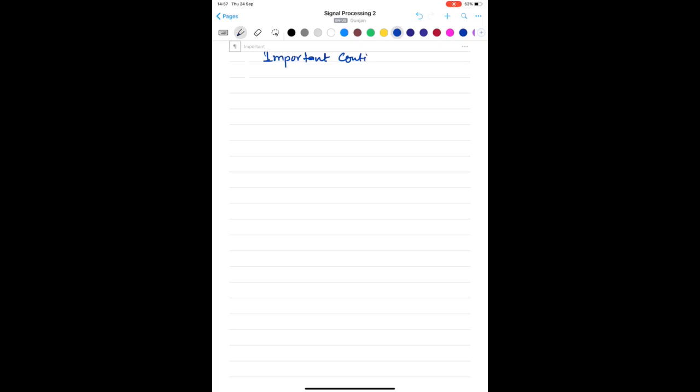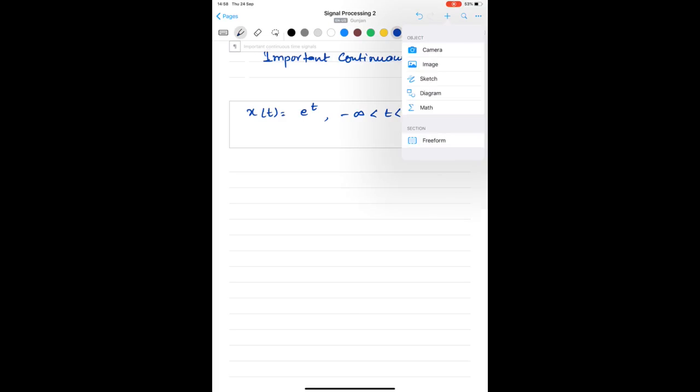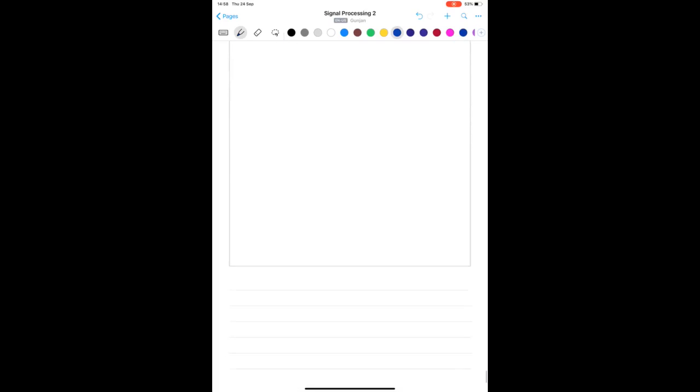So the important continuous time signals. The first one is if you have x of t equals e raised to the power t. So you can say it's an exponentially increasing function in time domain. If no range is defined, it means the function exists from minus infinity to plus infinity. So if we have to plot this signal, it will be of this form.